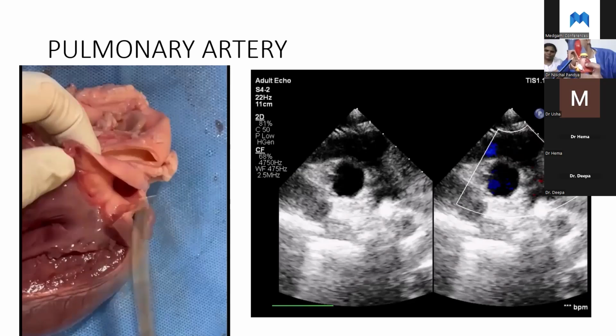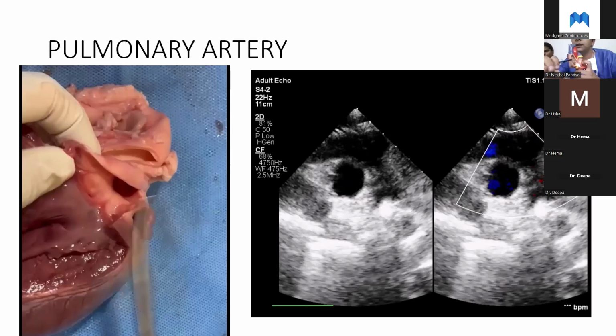So that is where the superior rim would be. Now, as we come anteriorly this way, yeah, this part near the tricuspid valve. So that is your anterior rim.